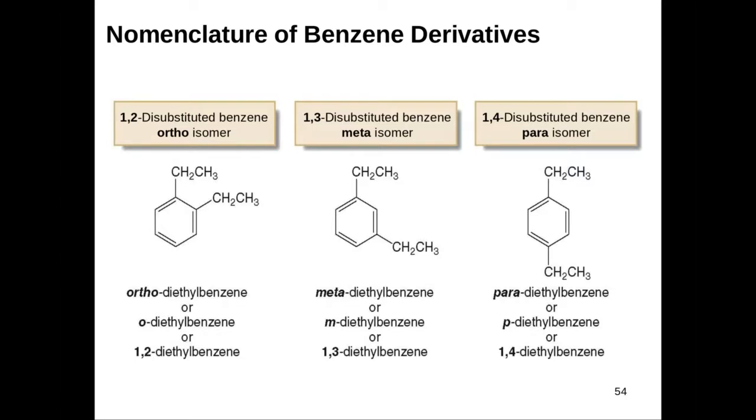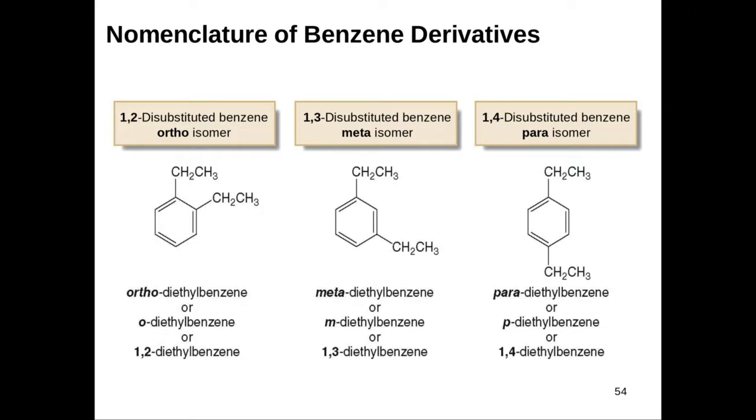Now, when they are in the 1 and 2 spot, they're called ortho isomers. When they're in the 1 and 3 spot, they're called meta isomers. And when they're in the 1-4 spot, they're called para isomers. So 1, 2, 3, 4, 1, 2, 3, and 1, 2. Right? So just as a note.